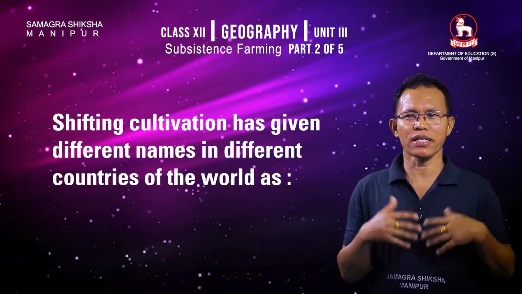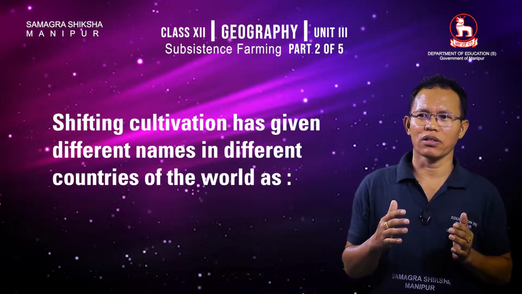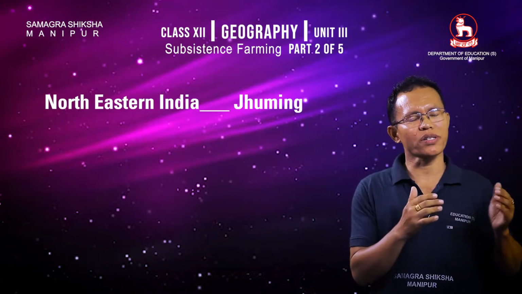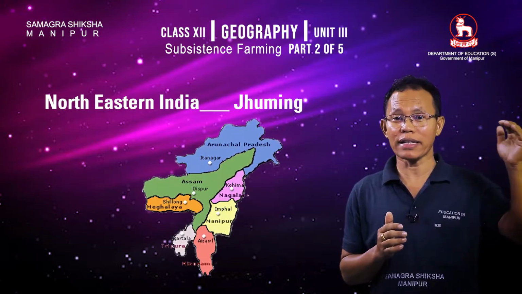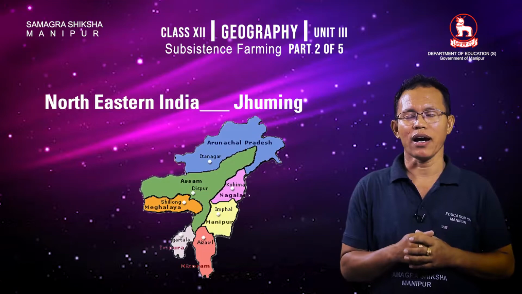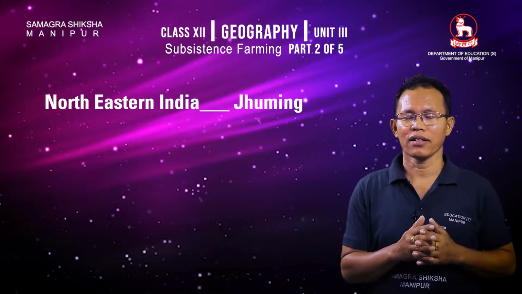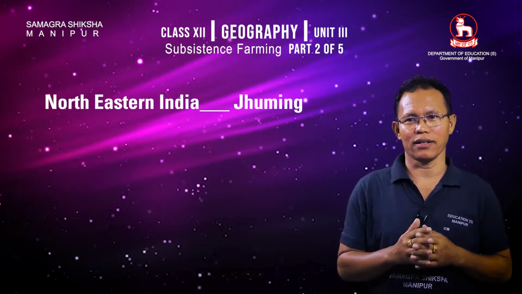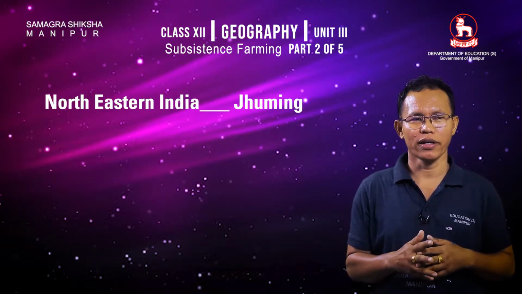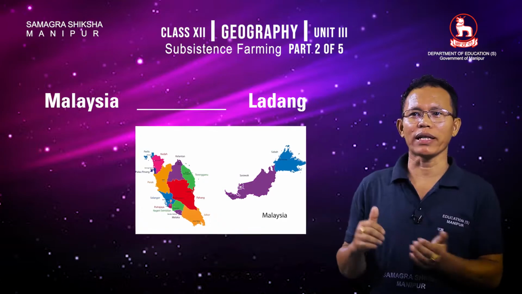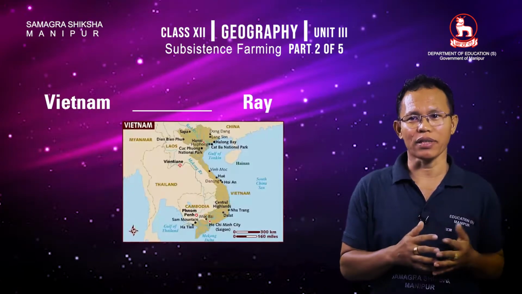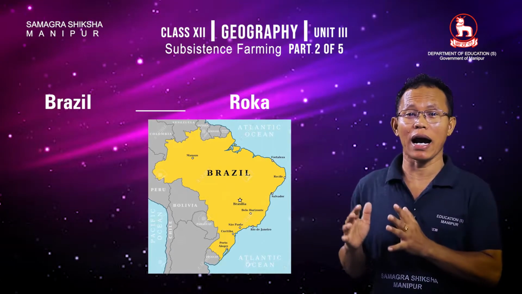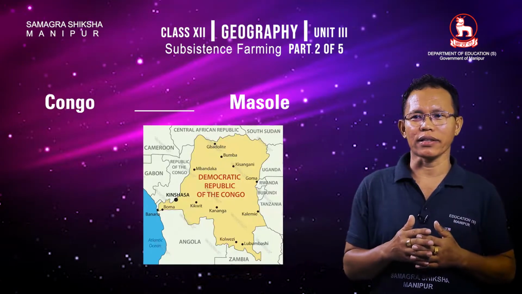Shifting cultivation has been given different names in different countries of the world. Say for example, in northeastern India, in Manipur and other states, it is called jhumming. In Malaysia it is called ladang, in Vietnam it is called Ray, in Brazil roca, and in Congo it is called masoli.